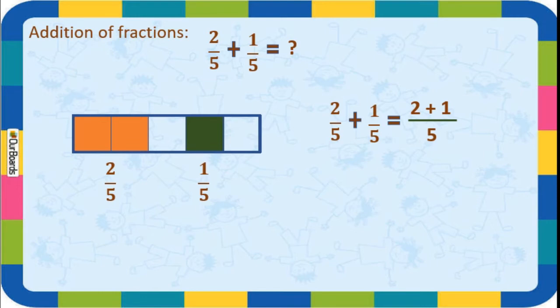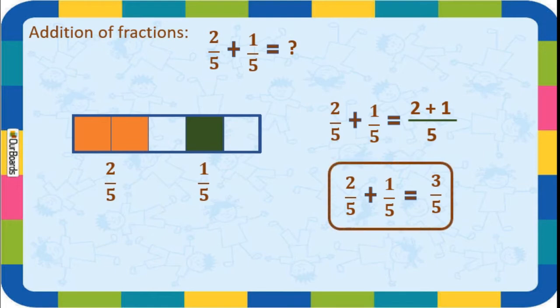Now, 2 plus 1 is how much? Again we will write this. 2 plus 1 is 3 upon 5. Isn't it? Yes, dear students, this is our answer. You can see from the picture also, there are 3 colored parts out of 5.